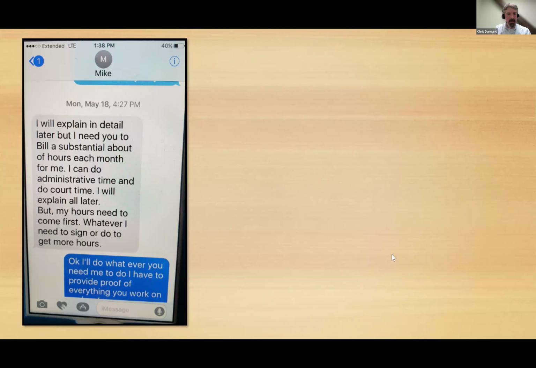Let's see, here are some other examples of additional texts. Here's one from Mr. Hogan himself, on the need to do a substantial amount of hours for himself as administrative time and court time, saying that his hours need to come first, and that whatever he needs to do to sign for it.